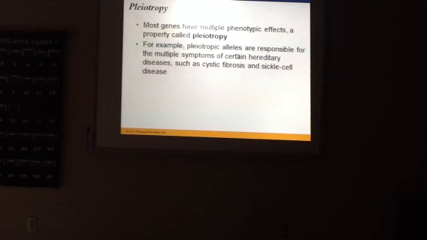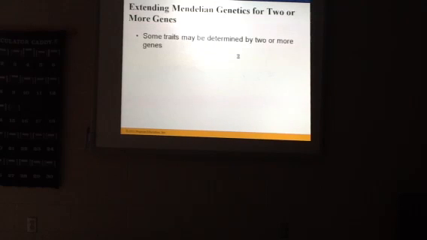Pleiotropy. Most genes have multiple phenotypic traits, a property called pleiotropy. For example, pleiotropic alleles are responsible for the multiple symptoms of certain hereditary diseases such as cystic fibrosis and sickle cell disease. So with something like cystic fibrosis or sickle cell disease, you don't just have one symptom. You have several different symptoms. They affect the body in different ways, and that is because of pleiotropy, meaning that the genes have many phenotypic effects.